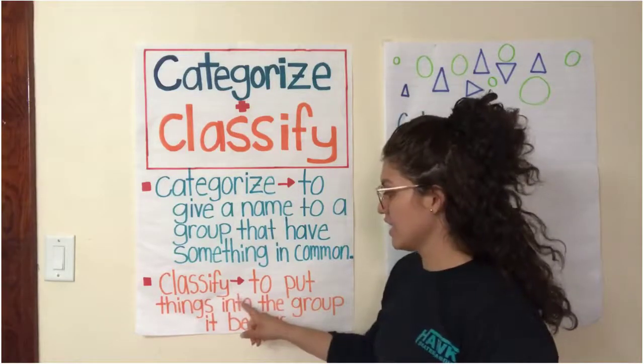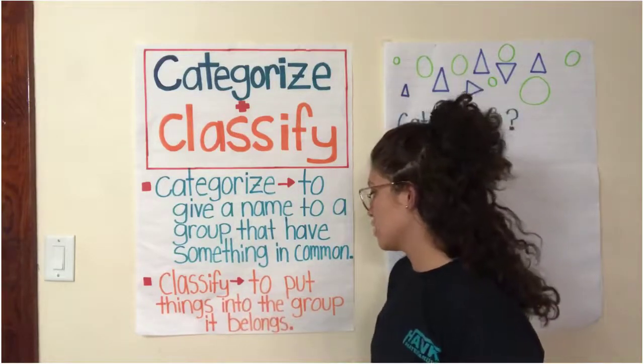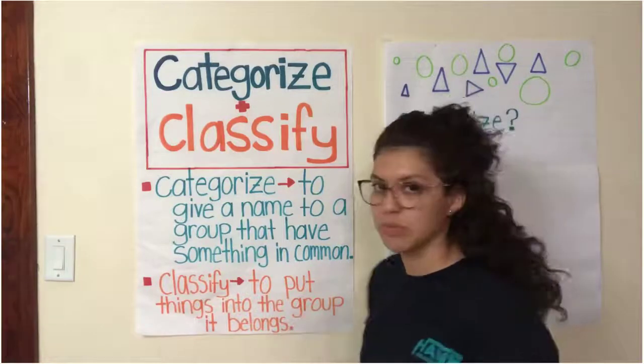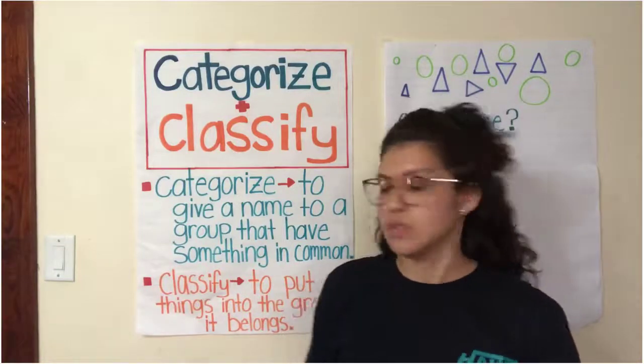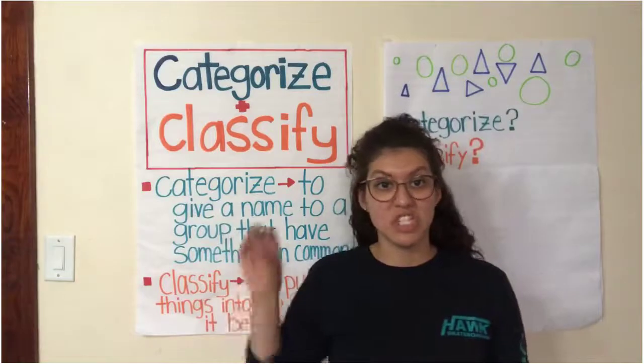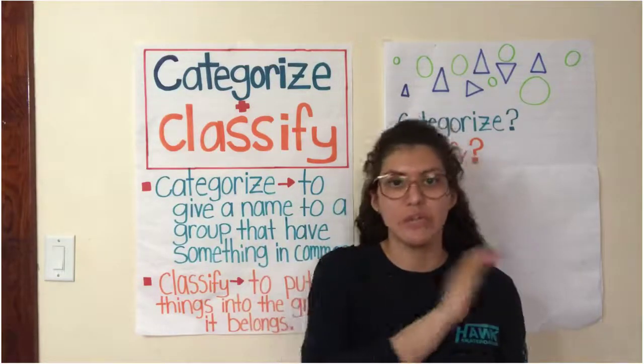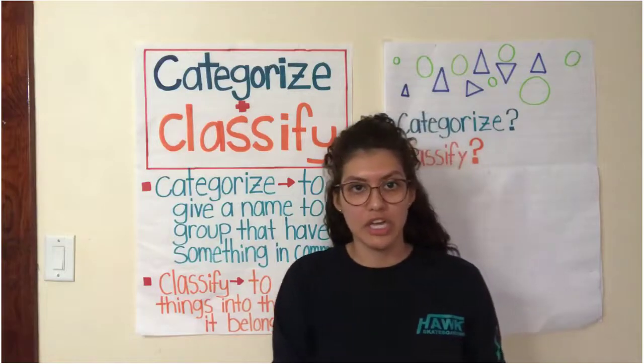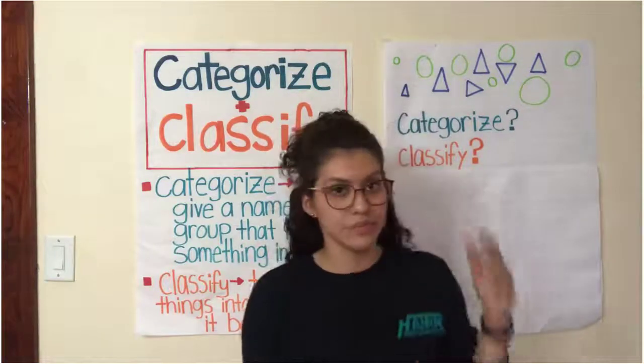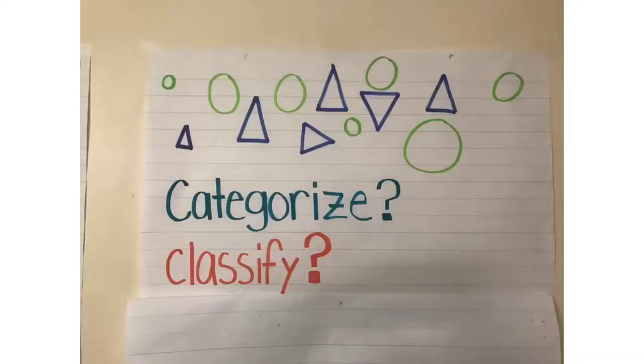Then we have classify down here. Classify means to put things into the group it belongs. So as you can see, categorize is kind of like just naming them, and then classify is actually putting them where they belong. So we're gonna look at one example that I did for you over here. At the bottom you see two words, categorize and classify, but right on top of those words you see drawings.